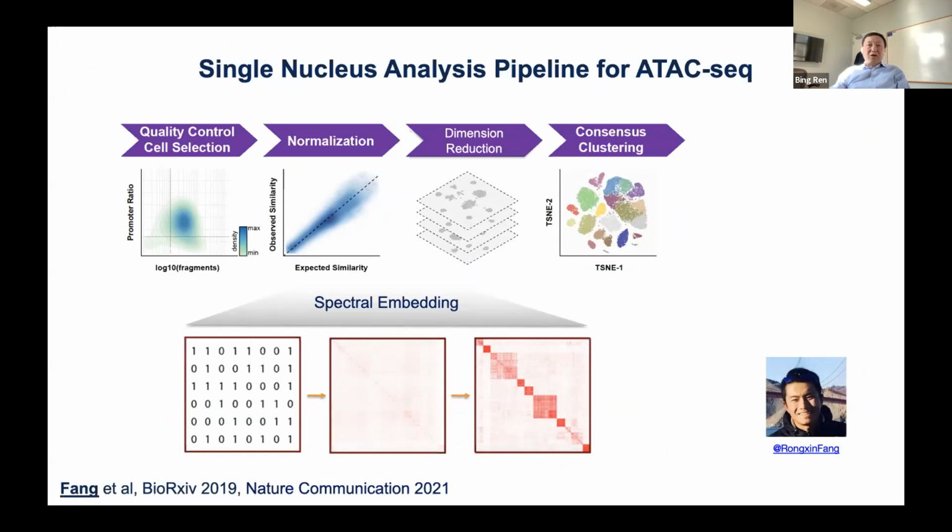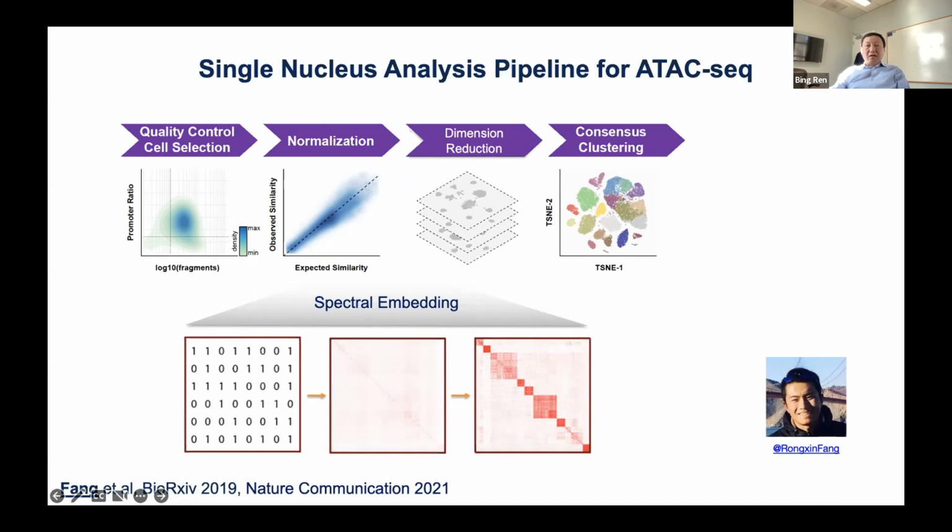But to overcome this bottleneck, my former student, Rongxin Fang, who is now a postdoctoral fellow at Harvard University, developed a tool known as Single Nucleus ATAC-seq Analysis Pipeline for ATAC-seq. The short name is SNAP-ATAC. This strategy essentially achieves clustering of individual single cell ATAC-seq profiles so that we can then perform subsequent analysis for each individual cell type.